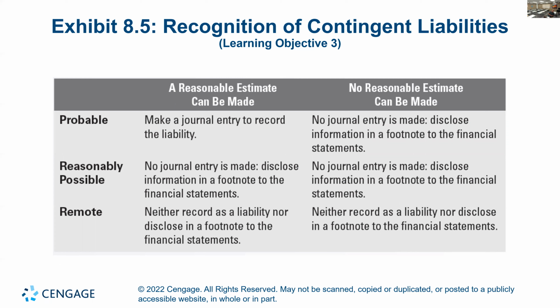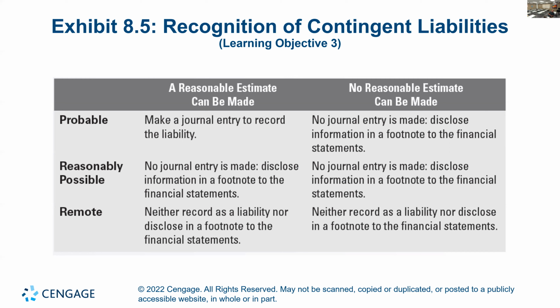So something you'll learn in intermediate accounting is called an asset retirement obligation. These things could be probable. If it is probable that it's going to happen, we definitely have to make a journal entry. We record it and put it onto our financial statements.